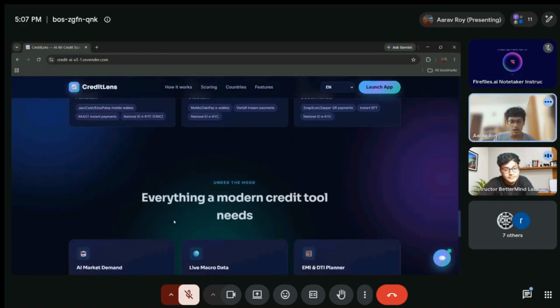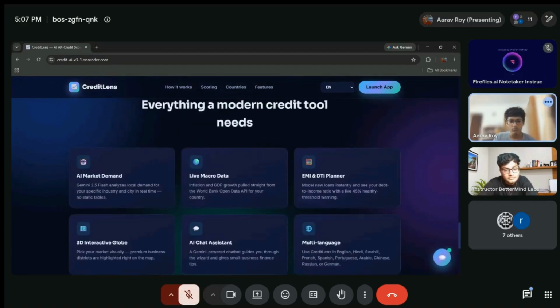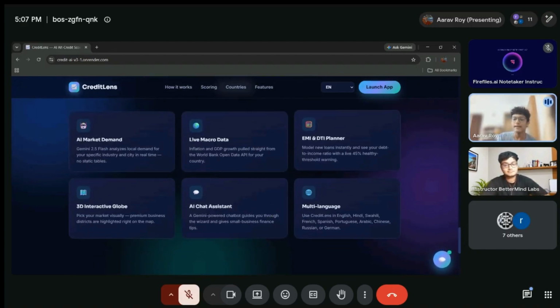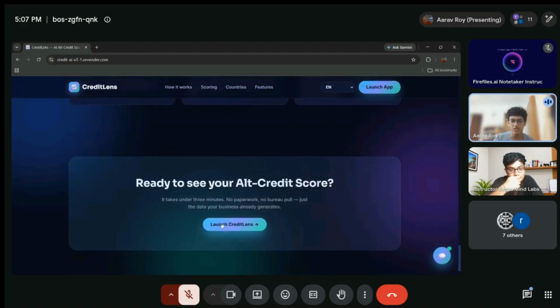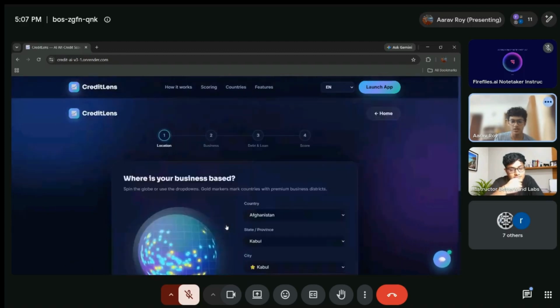Apart from that, it also takes the industry which we are working in, then the macro data of that country, such as its inflation and GDP growth, and then your business's EMI and DTI planner. It will have multiple features which we can start. All right, let's see how it works.